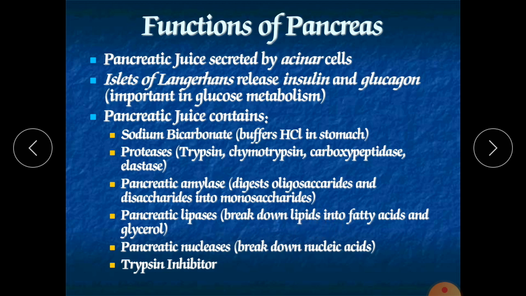Now next is trypsin inhibitor. Trypsin inhibitor is also available in our pancreatic juice, as trypsin is responsible for the proteolytic mechanism. But if more trypsin is available, or trypsin suddenly or automatically gets formed in our pancreas by any reaction, then to control the number of trypsin molecules, the trypsin inhibitor is available in our pancreas, which controls their proportion.